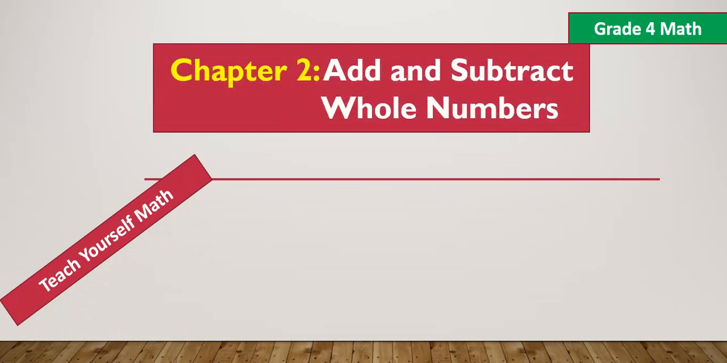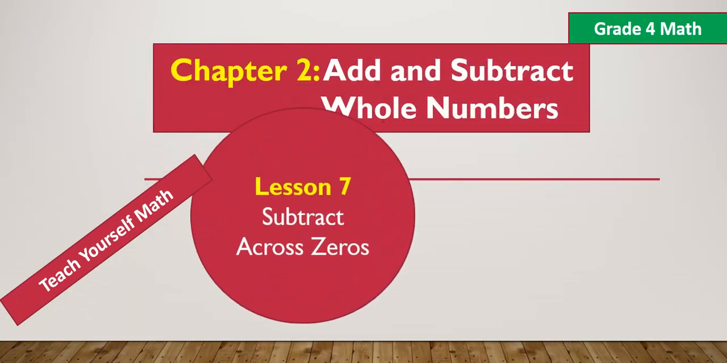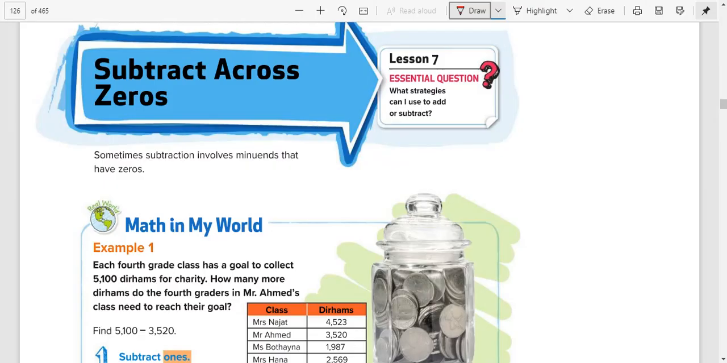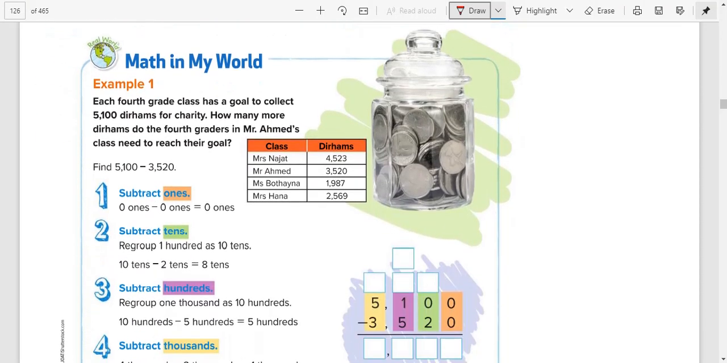Sit back to enjoy chapter 2 and our lesson number 7, subtract across zeros. So you will learn the strategies of subtracting numbers. We've done this before, but this time around we are taking it a step further. So sit back and enjoy. Okay, so we're gonna start with this example one. I will teach you the strategies you can use to subtract numbers.